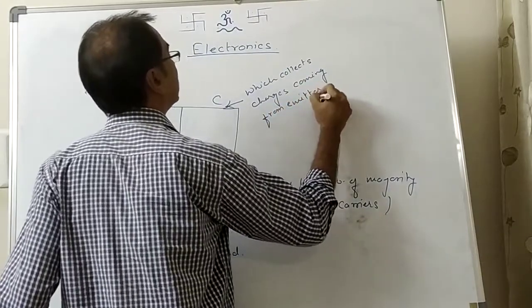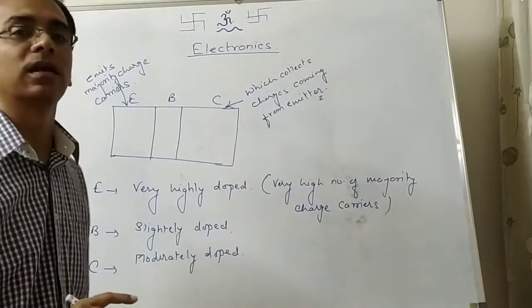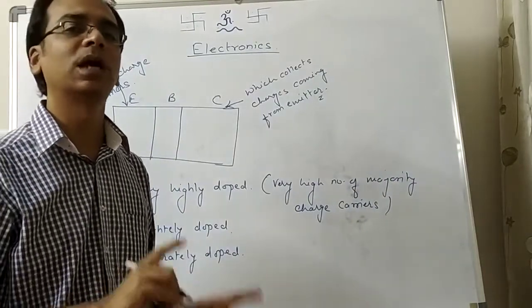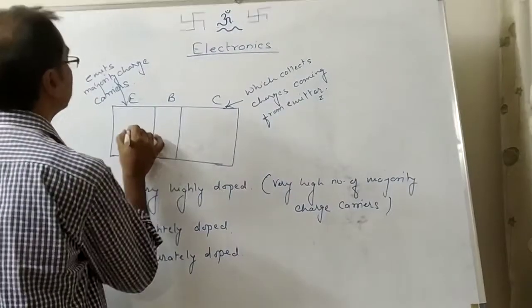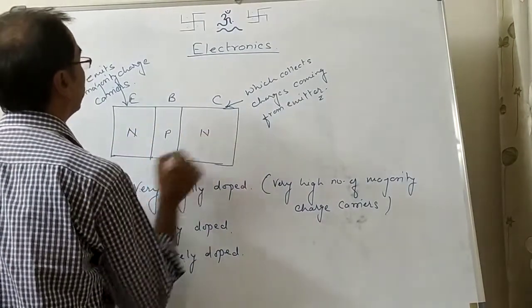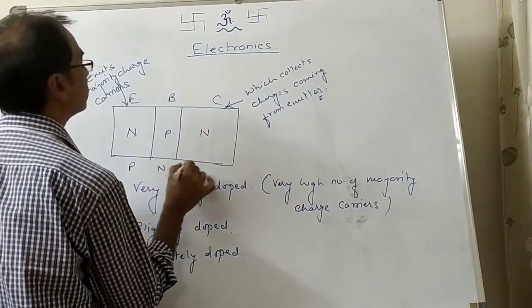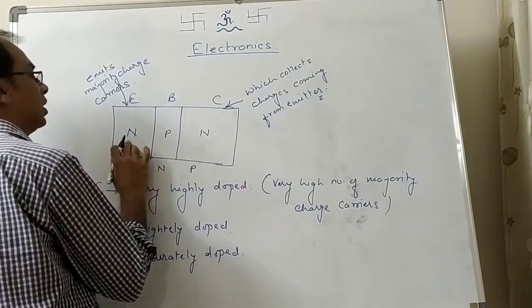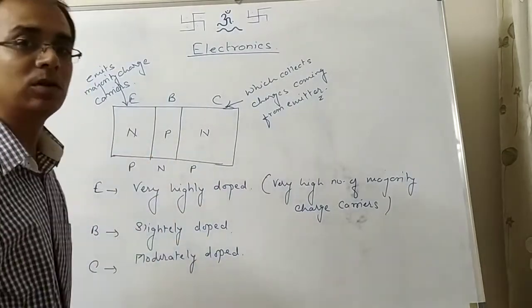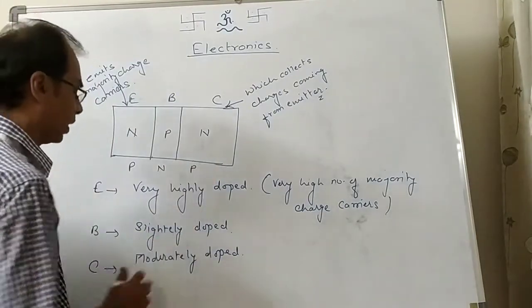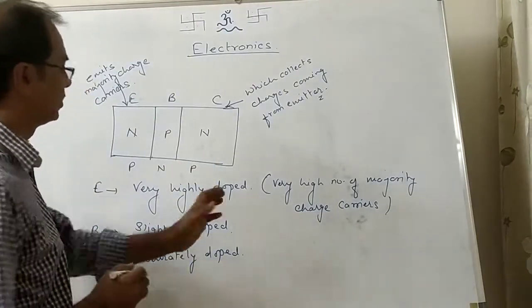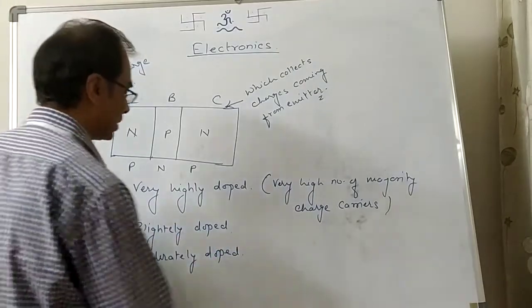And surprisingly, emitter and collector are always the same type of semiconductors. Like we will have either NPN or we will have PNP. Whatever is the majority charge carrier for emitter, same is the majority charge carrier for collector also. So this is the basic information as far as emitter, base and collector is concerned.